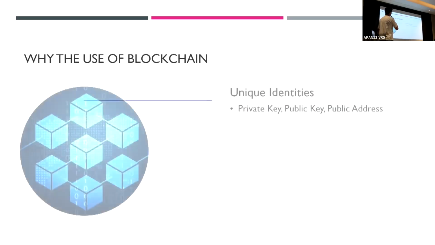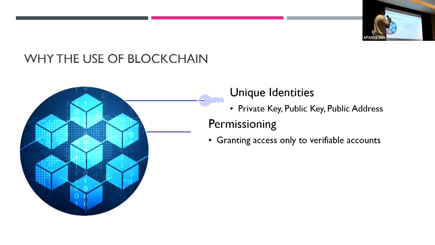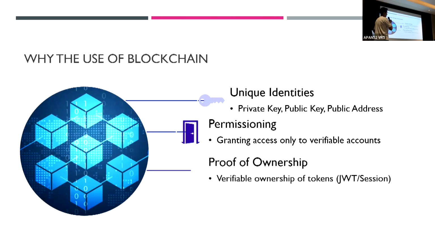So exactly why the use of the blockchain itself? I just mentioned it before: because of the unique identities that are able to be generated. Blockchain works on the concept of private keys, public keys, and in some other types of blockchains like the Ethereum blockchain, with public addresses themselves. Those blockchains are highly configurable. They can also be used for private types of networks. So in this sense, it can be used to provide permissioning. We will be granting access only to verifiable accounts.